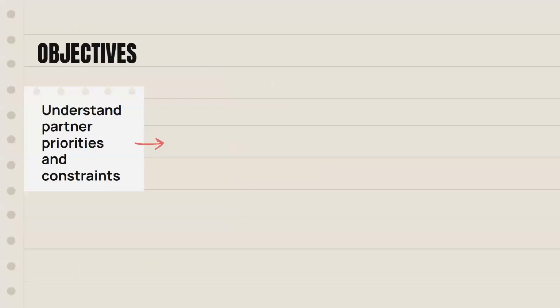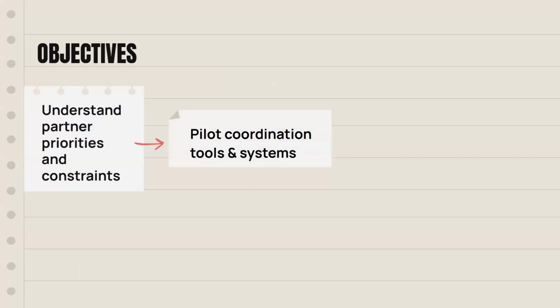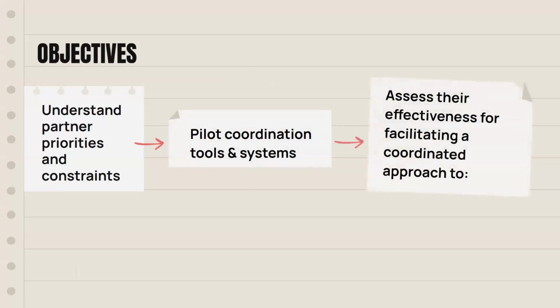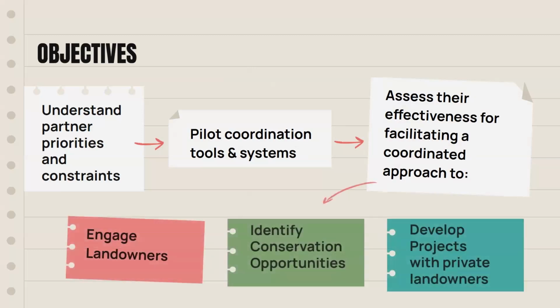Our objectives for this project were to first understand our collaborating partners' priorities and their constraints, pilot coordination tools and systems, and then assess their effectiveness for facilitating our coordinated approach to engaging landowners, identifying those opportunities, and developing projects. It was maybe ambitious.